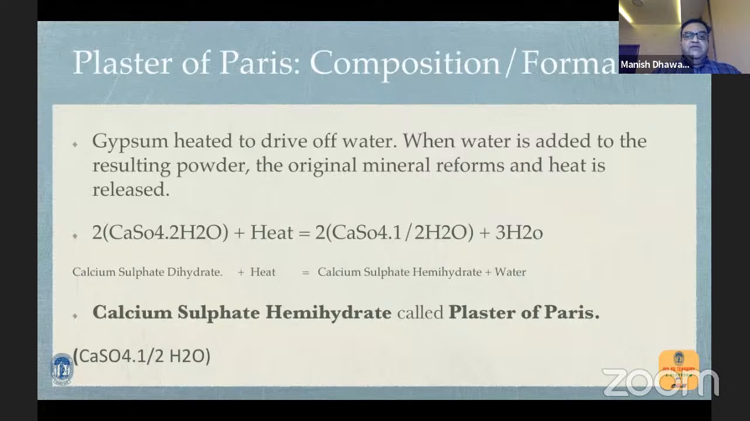So calcium sulfate dihydrate plus heat is the original gypsum, and calcium sulfate hemihydrate plus water when water is mixed. Calcium sulfate hemihydrate is known as plaster of Paris, and this is an exothermic reaction. Everyone knows this, and this is very important.